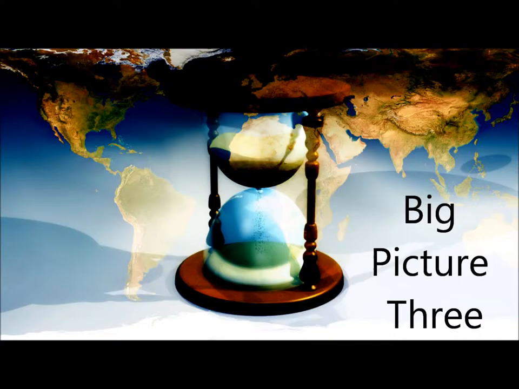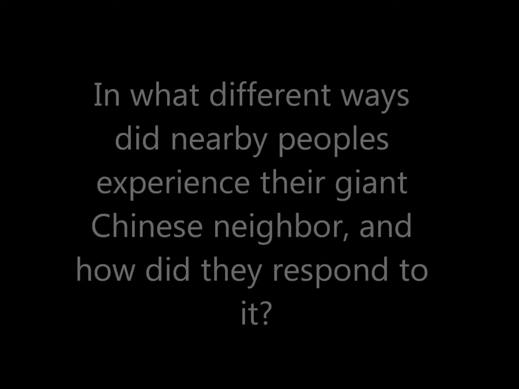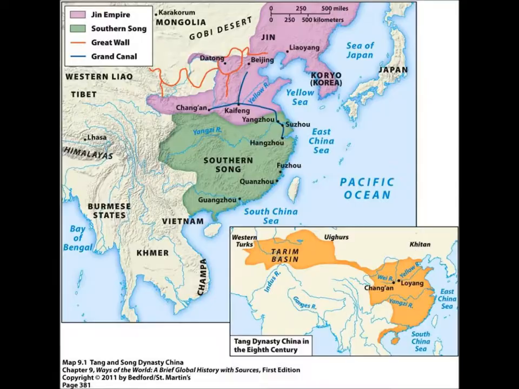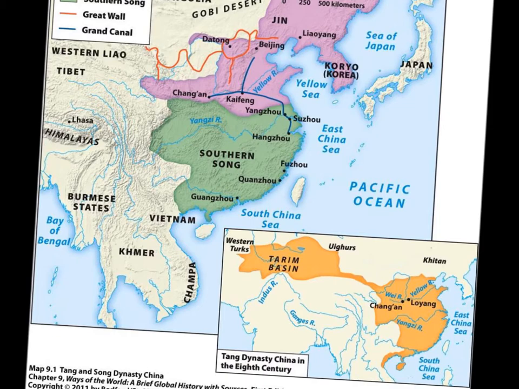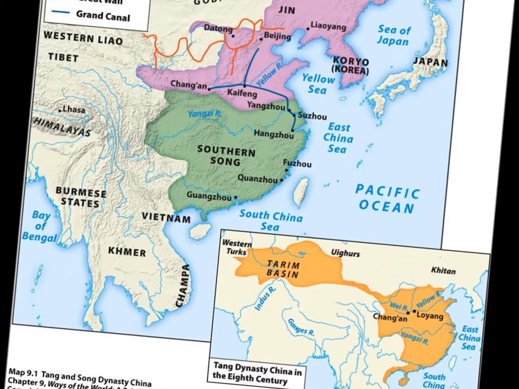The third question is, in what different ways did nearby peoples experience their giant Chinese neighbor, and how did they respond to it? China's neighbors did not experience China in one uniform way, but in general, nearby peoples experienced their Chinese neighbors as a trade partner, a cultural influence, and political influence as well. China could also, at times, be a military threat.